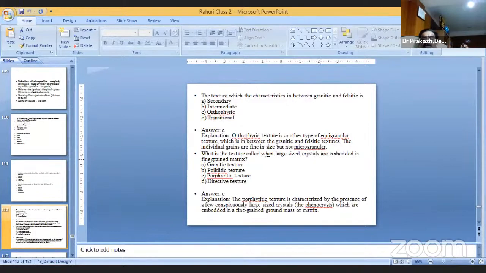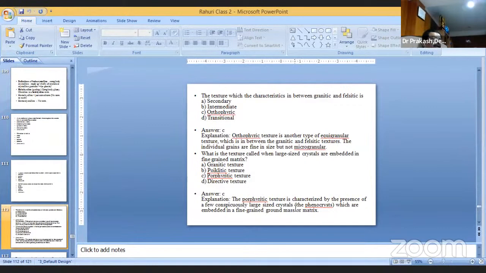What is the texture called when the large size crystals are embedded in the fine grained matrix? The answer is C, porphyritic texture. Porphyritic texture is characterized by the presence of a few conspicuously large sized crystals, the phenocrysts, which are embedded in a fine grained groundmass or matrix.